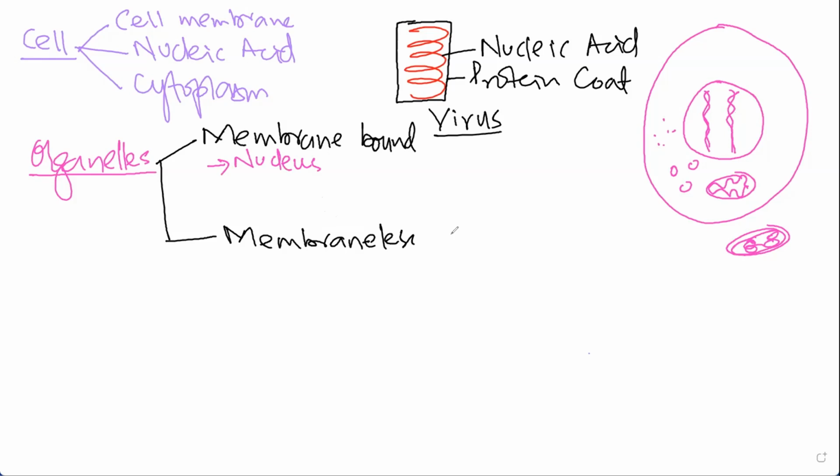Please tell me. Don't you see two membranes? This is the outer one, this is the inner one. The inner one has folds. So two membranes. Yes or no? Yes, sir. So mitochondria is membrane bound or membraneless? Membrane bound. Can you guess some other names of membrane bound organelles?